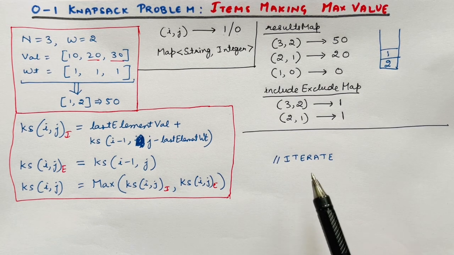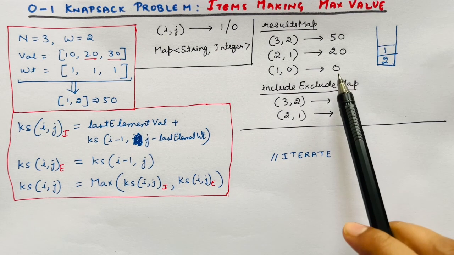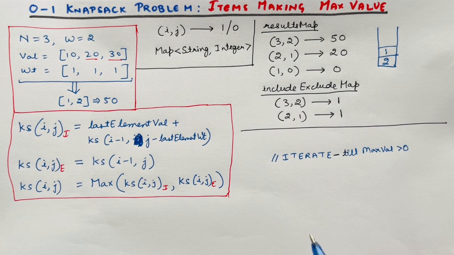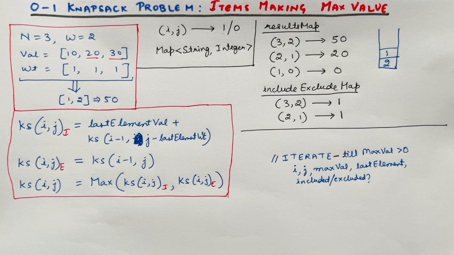Clearly, we are iterating. But we are iterating till when? We are iterating till this max value is greater than 0. And what all do we have in every iteration? We have I, we have j, and if we have I and j, we have what is the maximum value that we can obtain for this I and j through this results map. Since we have I, that means we also know the last element, we know the value of the last element, we know the weight of the last element. And we also know whether the last element was included or excluded through this map.